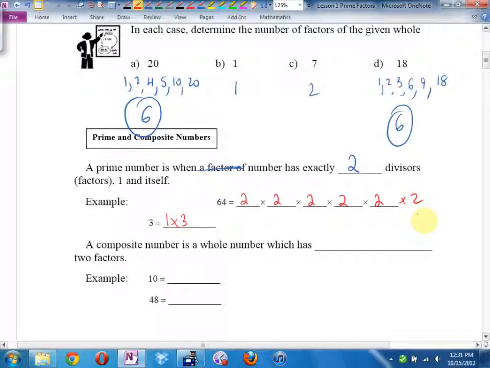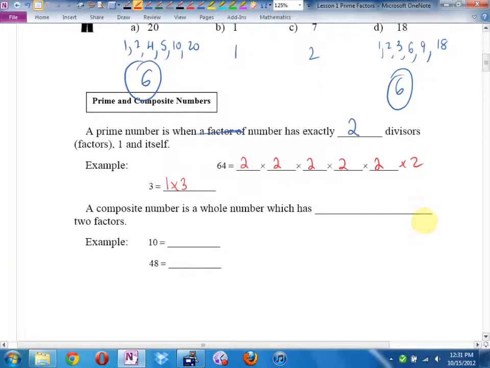What's the opposite of a prime number? A composite number. A composite is a whole number which has more than two factors. Example, 10. 10 has 1, 2, 5, and 10. It has 4 factors. Or 48, which has lots.